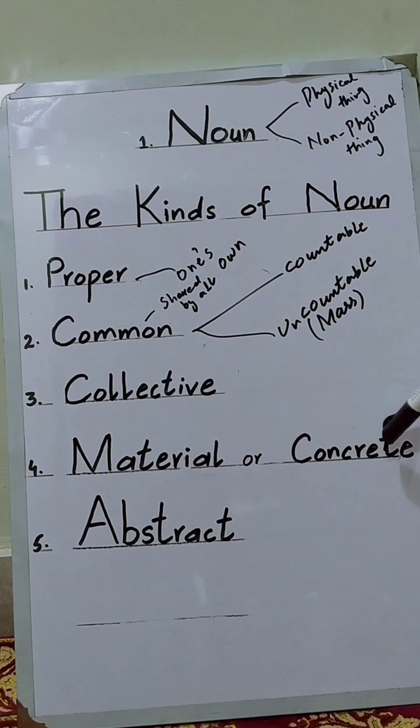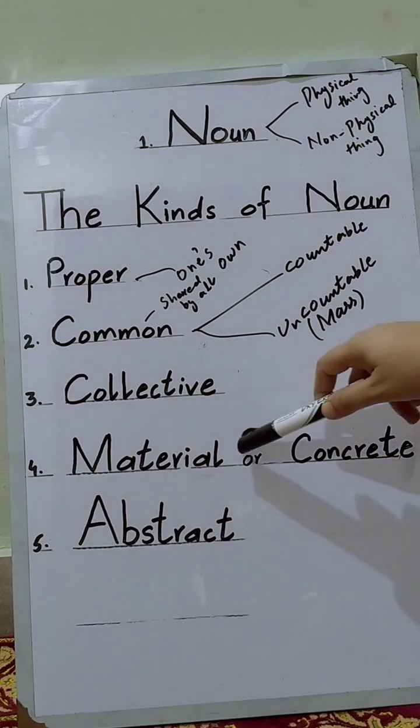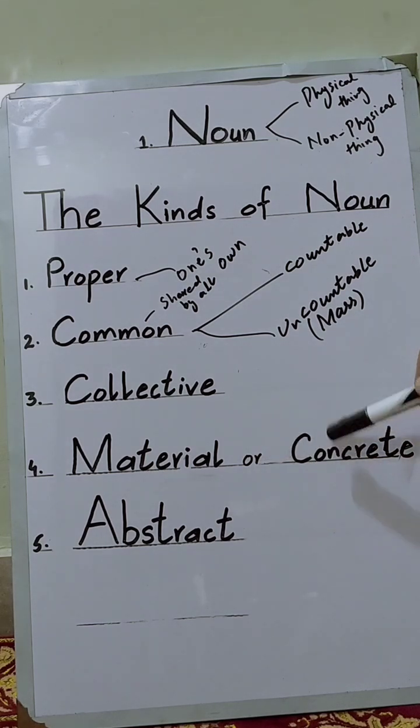Number 4, material or concrete nouns. A concrete noun refers to a substance that exists in a physical sense, and so it can be seen, heard, tasted, smelled, or felt by the body. For example, iron, silver, wind, milk, etc. Concrete nouns are not used in the plural.